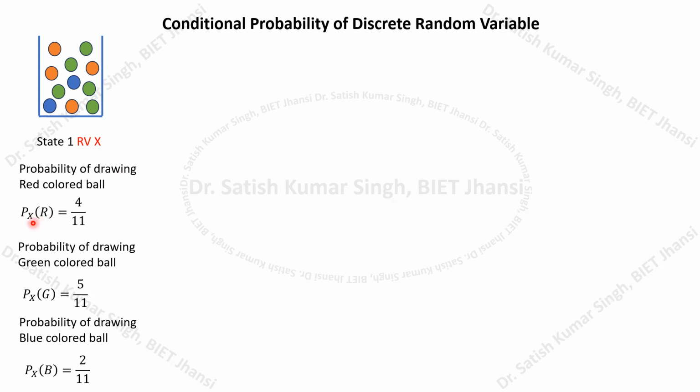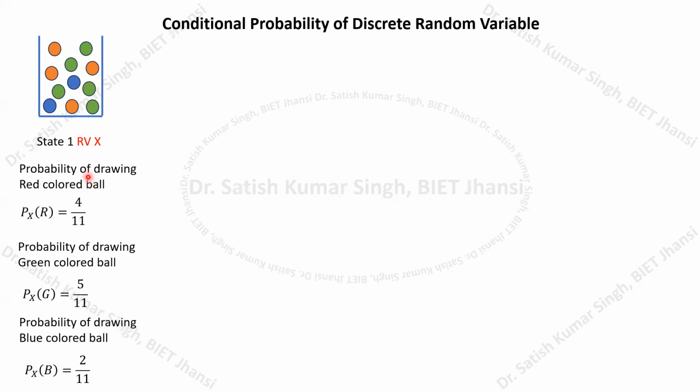The meaning is that the ball which is drawn is equal to a red ball. So this outcome is denoted by x. This is the probability that x will be equal to r, this is the probability that x will be equal to g, and this is the probability that x will be equal to b.